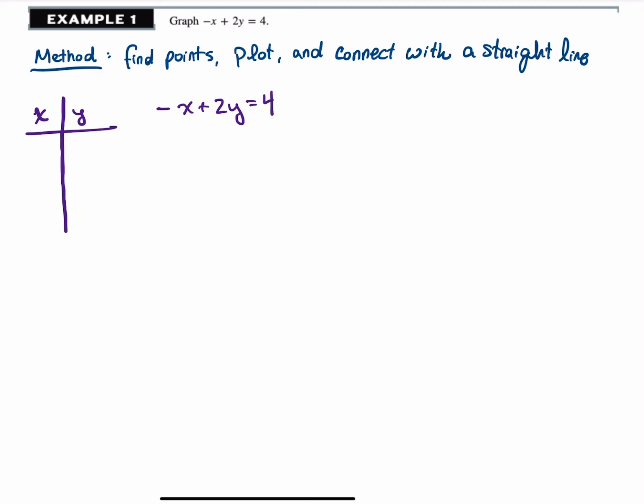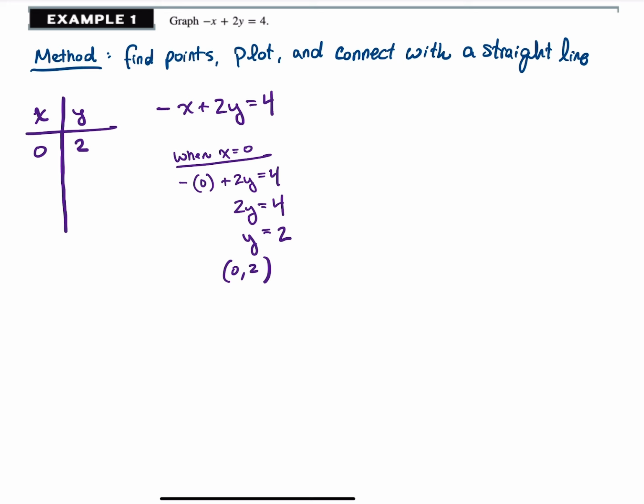So let's just pick some x values and find out what the associated y value will be. Let's start with 0. 0 is usually a really easy value to plug in. So when x equals 0, let's plug in 0 for x, so negative 0 plus 2y equals 4. Negative 0 is just 0, so this reduces to 2y equals 4. Then I can divide both sides by 2, y equals 2. So I should have the point (0, 2) on our graph.